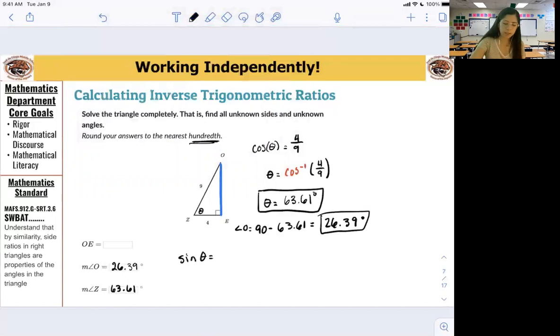So the sine of theta would be what over what? And let's call this x. Good. OE over 9. So it'd be x over 9. We already know what theta equals because we already calculated it before. Theta is 63.61. So sine of 63.61 equals x over 9. What do I do to both sides to get x by itself? Times 9. Good.